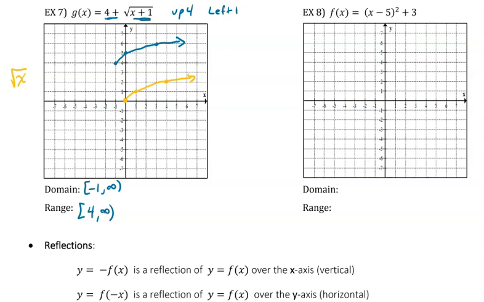All right, let's try example 8. Our parent function is going to be x squared. So that was the U shape, so it's 0, 0, -1, 1, 1, 1, -2, 4, and 2, 4, with the big U connecting them all together.